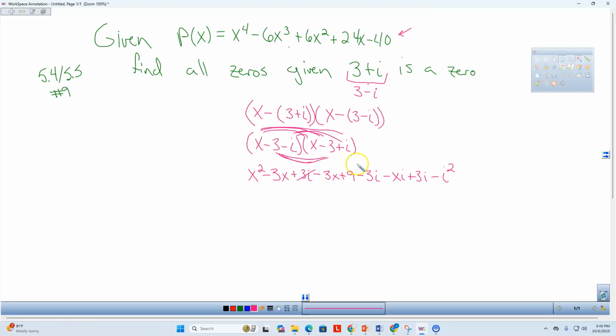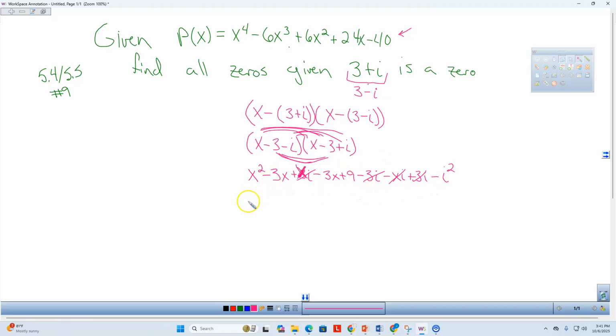So 3i and negative 3i go away. Where's my other xi? I have a negative xi. Oh, right here, that was supposed to be an xi. My bad. Negative xi, and there's my 3i's that cancel. That should have been an xi when I pulled it out. It's my third time doing the problem, so I keep erroring.